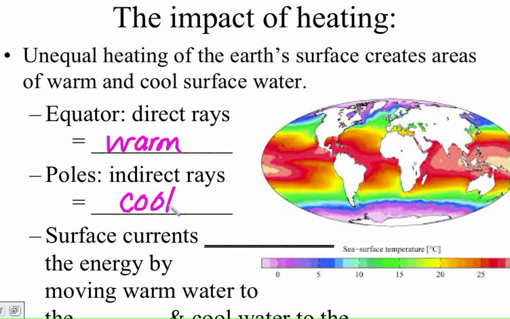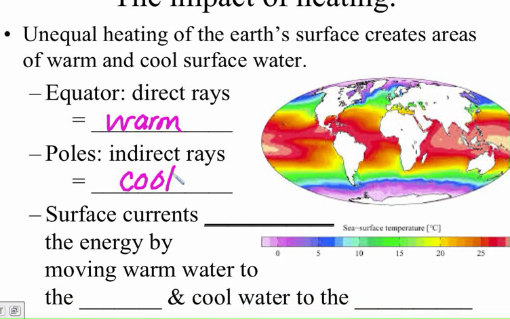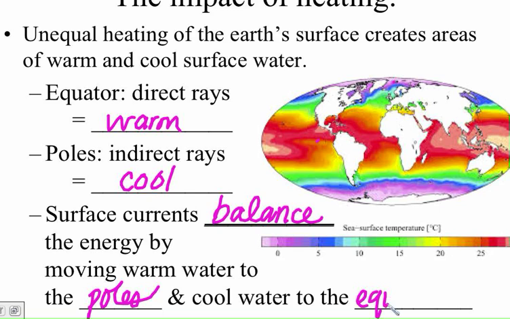Now, what's important to know is that those surface currents try to balance or redistribute that energy between the warm and the cool across the globe. They're bringing the warmer water to the poles, either the north or south, and the cooler water is being pushed back to the equator to reheat and cycle through. Again, as a surface current.